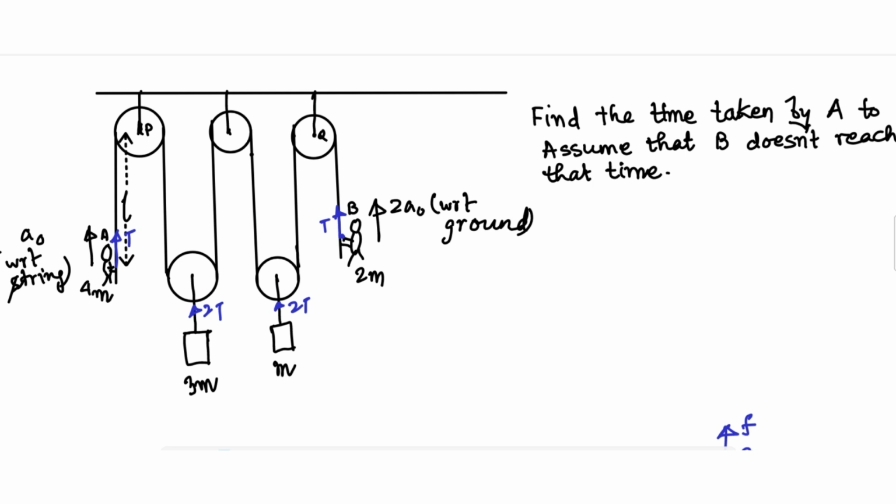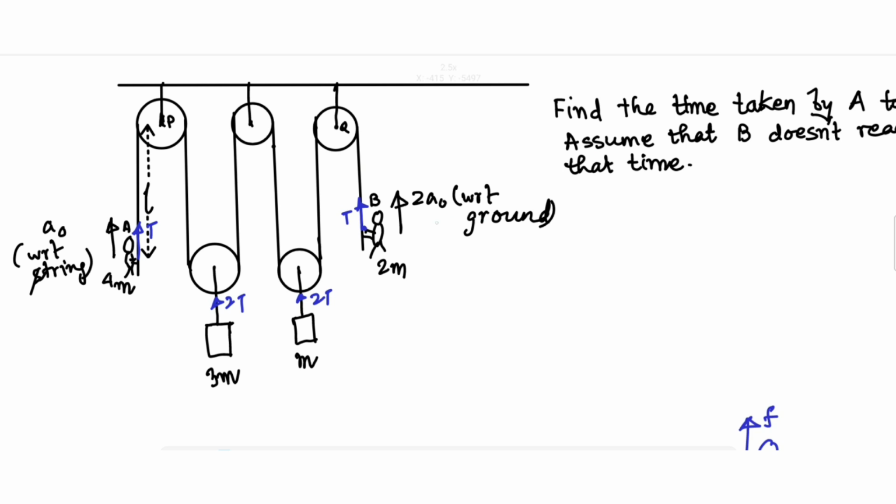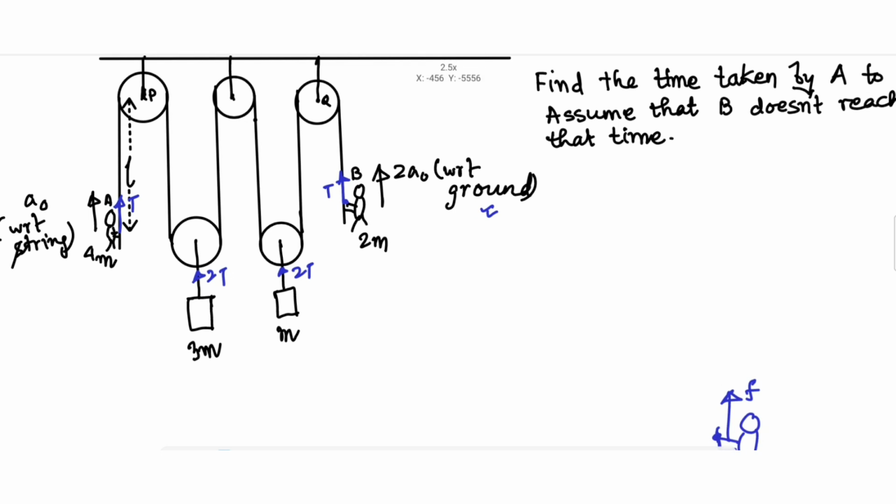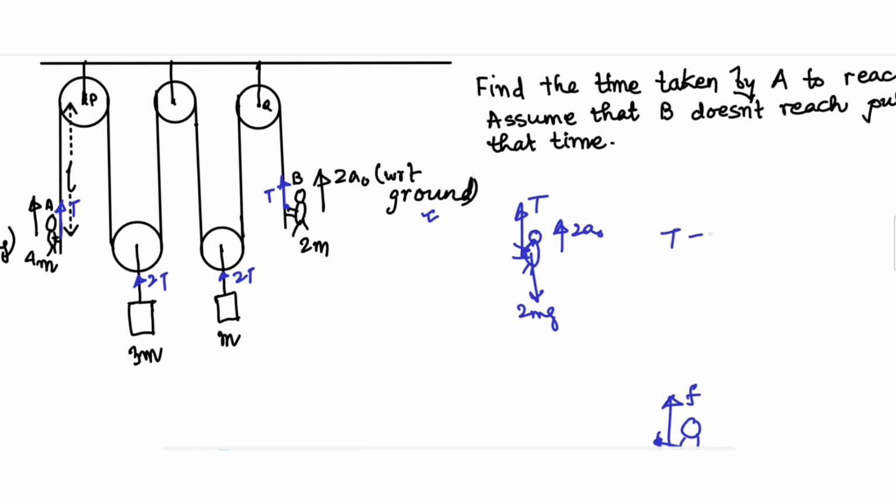And this question is a bit easy to solve, because here the acceleration of this monkey is given with respect to the ground. Its relative acceleration is not given. So it's easy because I can write the equation from the ground frame only. Drawing the free body diagram, see here 2mg force acts, here T acts, and it is moving with an acceleration 2a naught from the ground frame. So I can write T minus 2mg equal to 2m into 2a naught. So I have got the value of the tension.